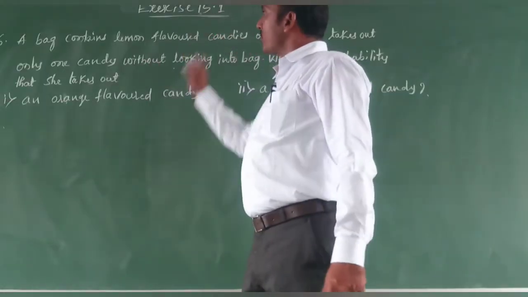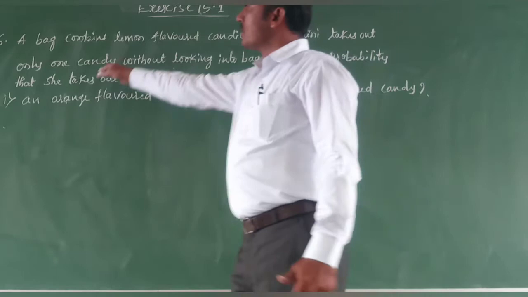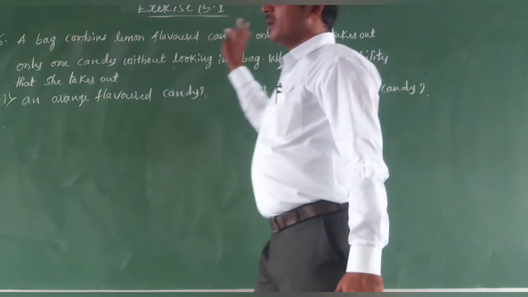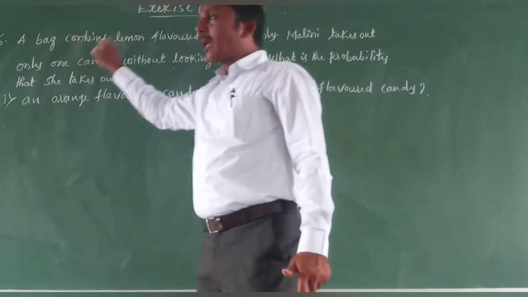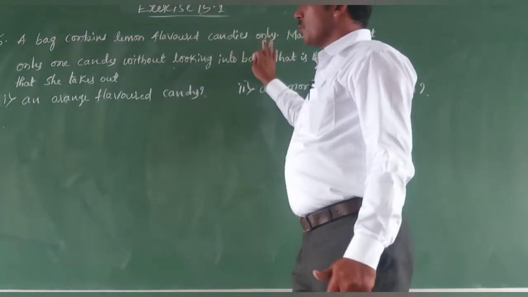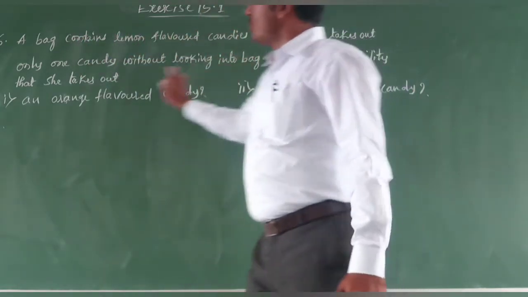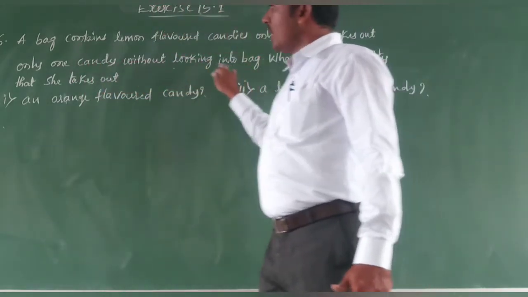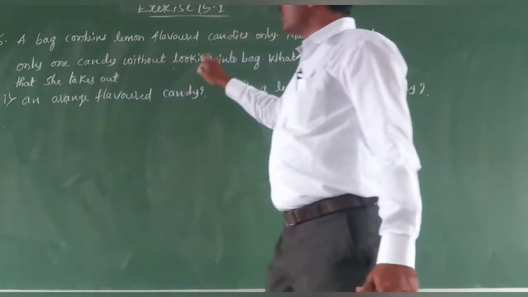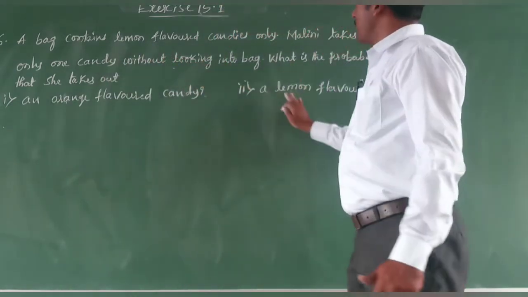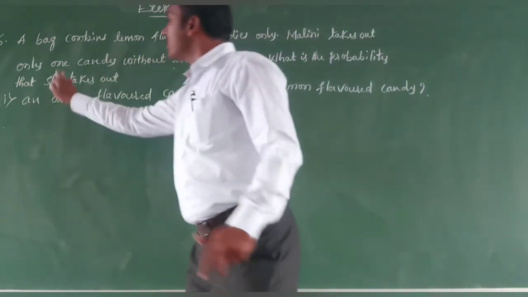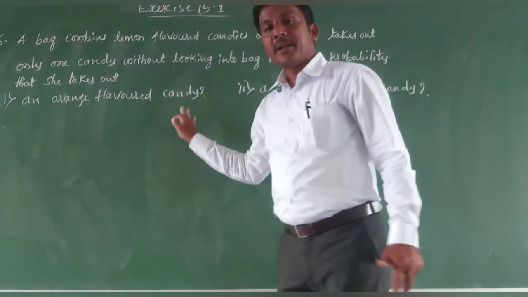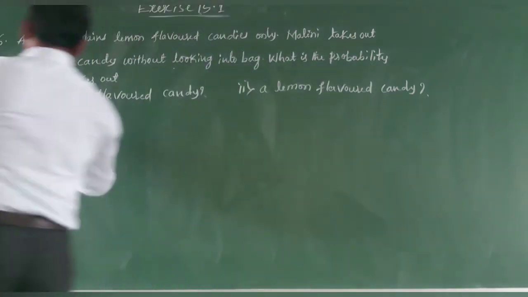Now I discuss the sixth question from exercise 15.1. The question is, a bag contains lemon flavored candies only. Malini takes out only one candy without looking into the bag. What is the probability that she takes out, first one, an orange flavored candy? So what is the probability?